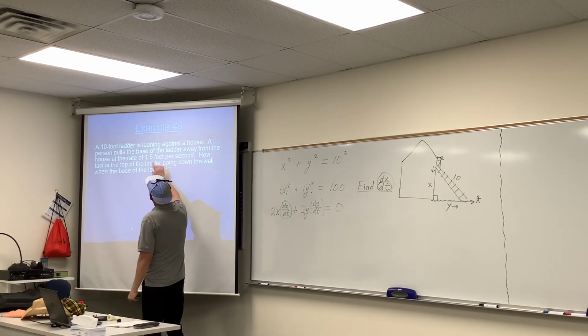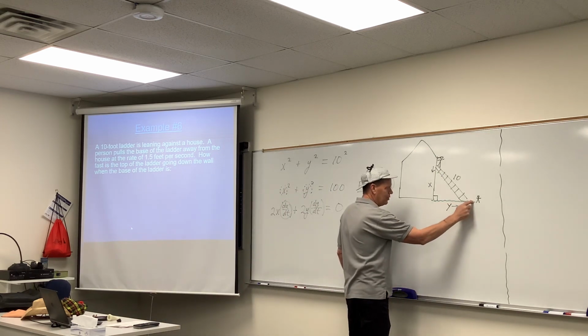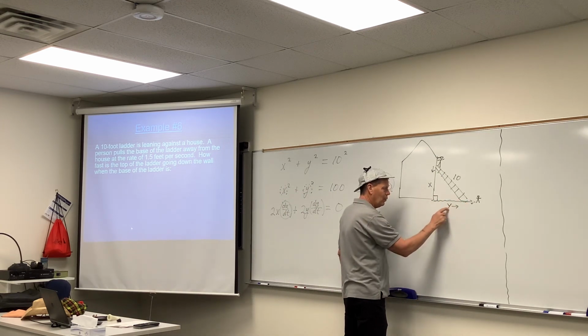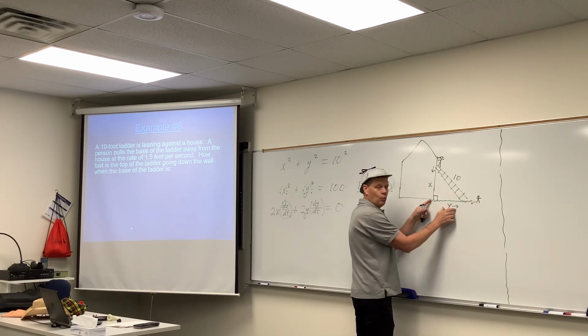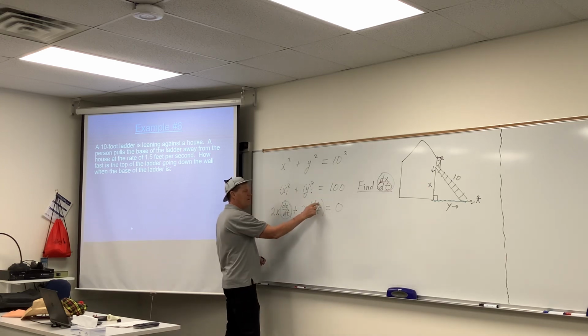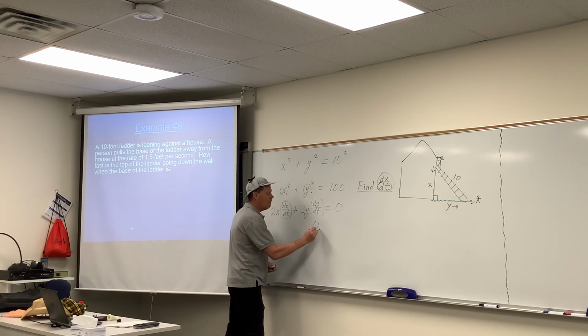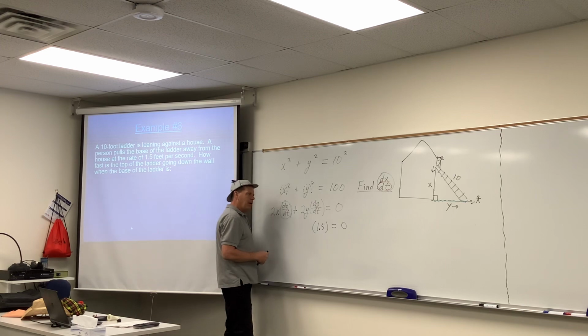It says that a person pulls the base of the ladder away at a rate of 1.5 feet per second. So again, this person right here is pulling the bottom of the ladder away. So wouldn't that 1.5 feet per second be how fast the y is changing? So that would be dy/dt, feet per second, all right? And it said it was 1.5 feet per second. That's how fast the child is able to pull away the ladder.